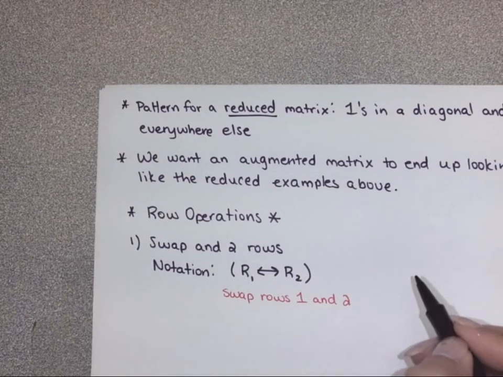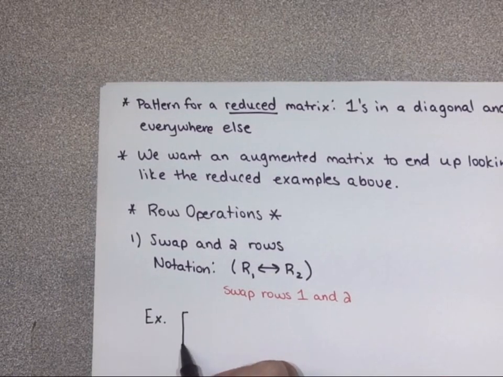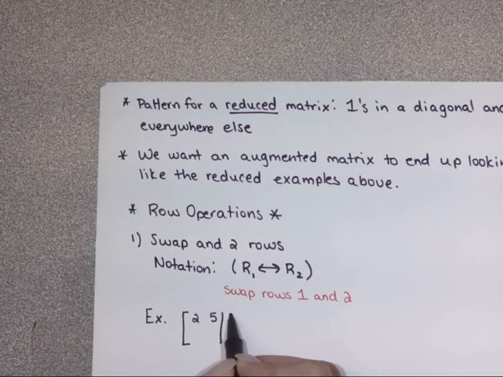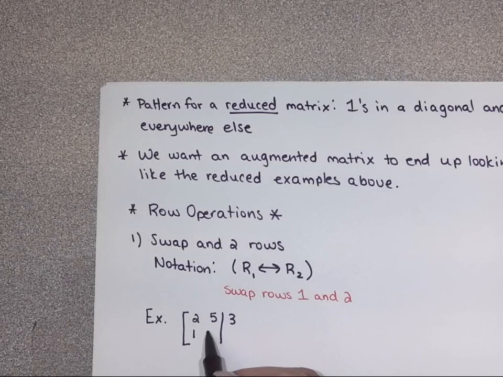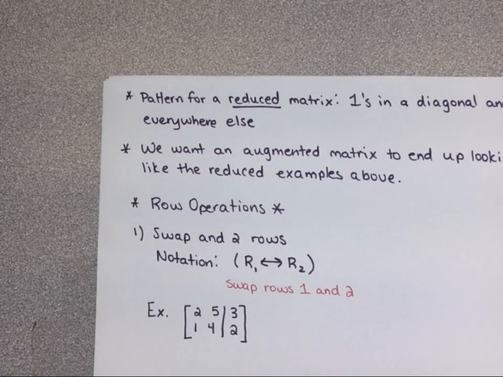Okay, so let's look at an example of that. Let's say that you had the following matrix: 2, 5, 3, and 1, 4, 2. Okay, remember our goal is to get the pattern of 1 in the diagonal and zeros everywhere else.